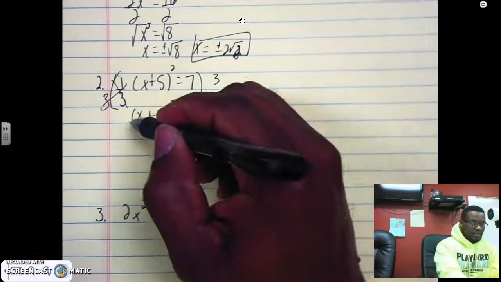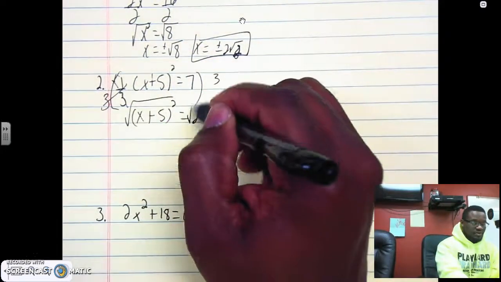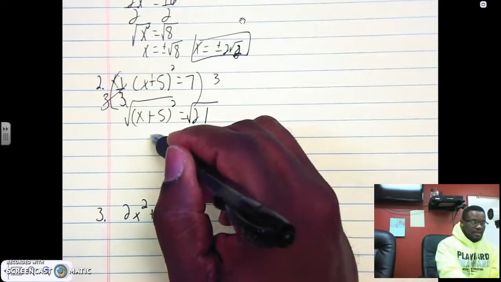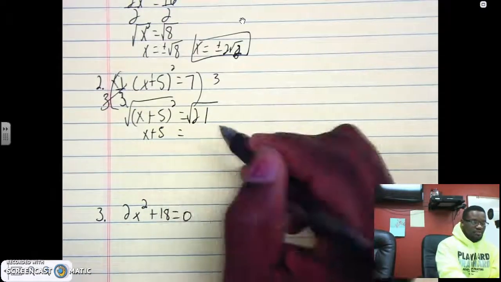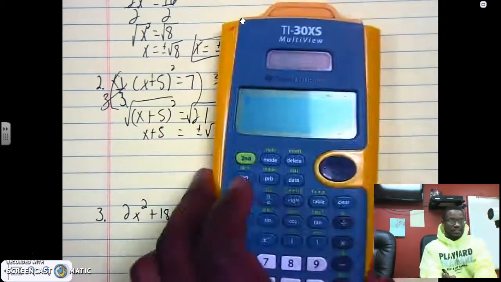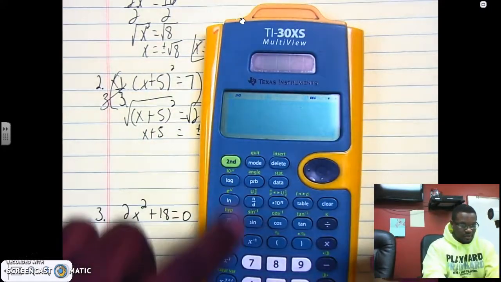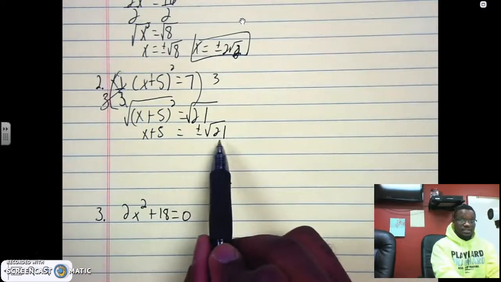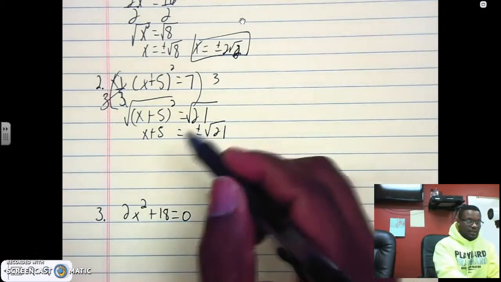7 times 3. Then this is where you take the square root. And so I get x plus 5 equals plus or minus the square root of 21. Now, if I put that in my calculator, notice what I get, the square root of 21. And I hit enter, and it gives me the square root of 21 back. That means that it doesn't simplify. So I'm going to keep it like this. I'm not going to change it to a decimal unless I ask you to.